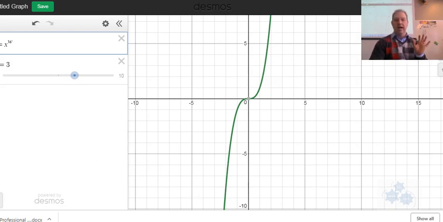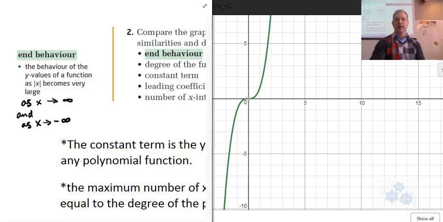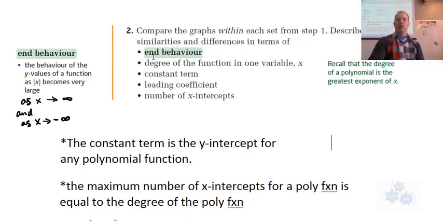So, having said that, let's just pop back to our notes here real quick. I'll maybe make those bigger. So, the behavior of the y values of a function as the absolute value of x becomes very large. So that's x approaches infinity or negative infinity.